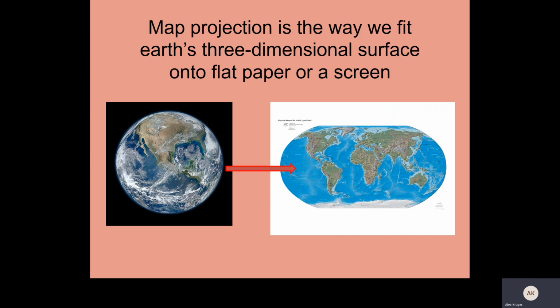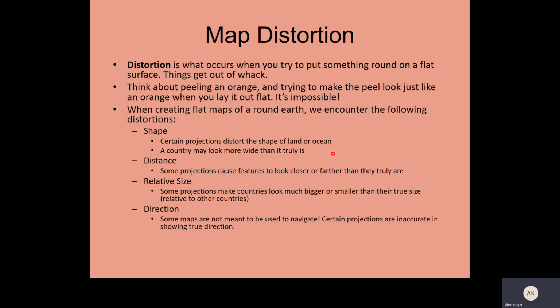Map projection. This is going to be a question on the worksheet. Map projection is the way we fit Earth's 3D surface, or a globe, onto a flat paper or a screen. Turning a 3D object into a 2D object is never going to work perfectly. You're always going to lose some dimensions because they're in different dimensions.